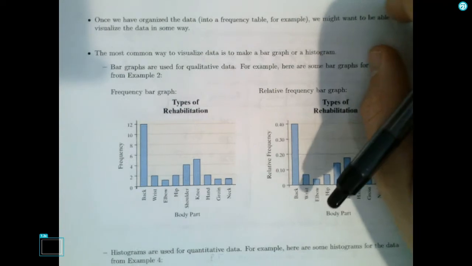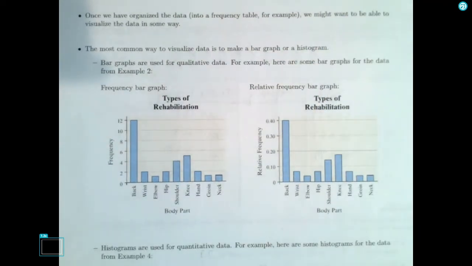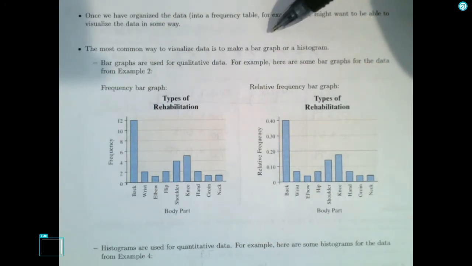So that's how we organize data into frequency and relative frequency tables. Once we've done that, we might want to visualize the data in some way. The most common way to visualize data is to make a bar graph or a histogram. A bar graph is used for qualitative data, like examples 1 and 2.